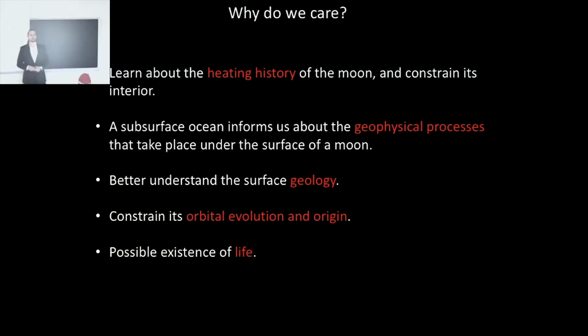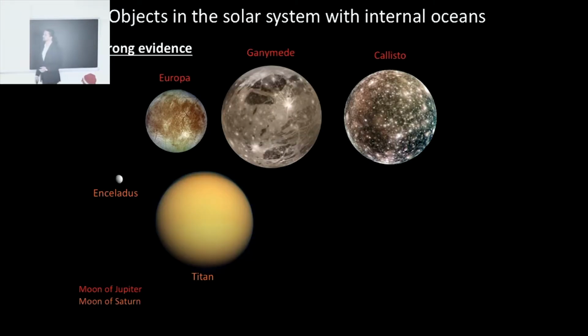And of course, the most important reason, and this applies not only in our field, but also for the general public, is finding life. We only have one data point for life: life needs water. And so finding life first requires finding water. And so there are multiple objects or satellites in the solar system that have been confirmed to have oceans.